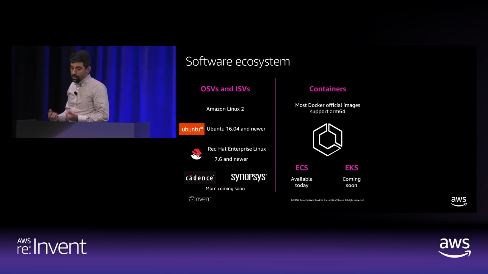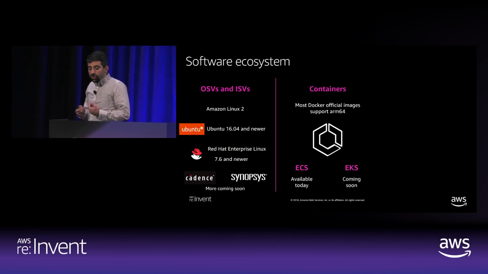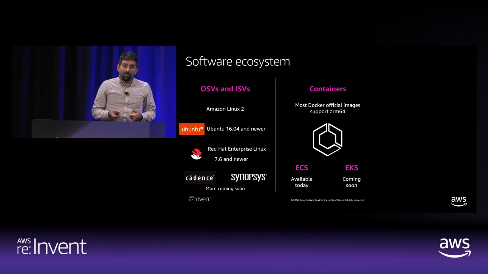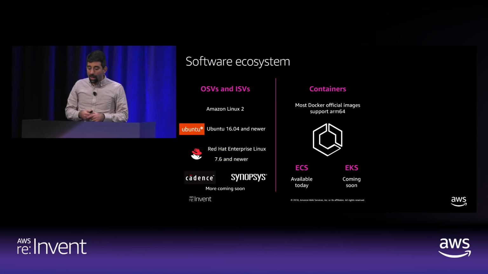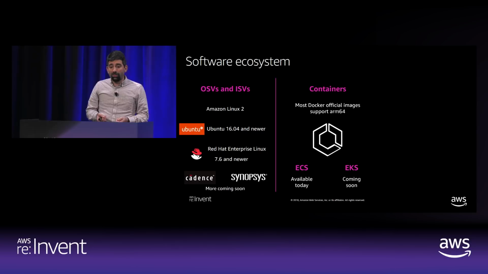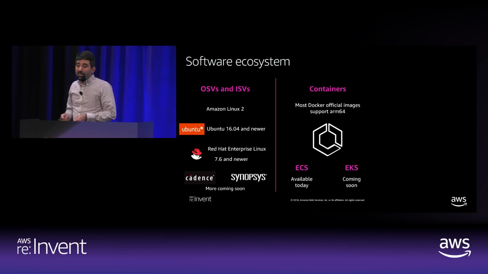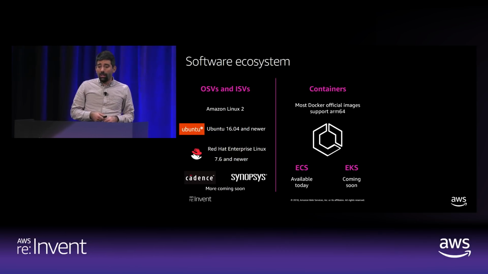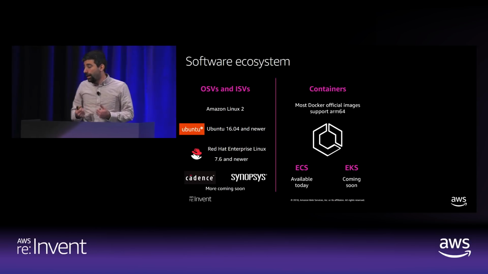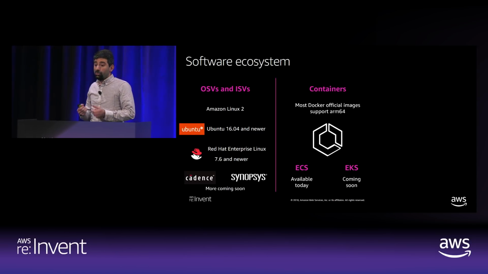Next, I'd like to talk about containers. The majority of Docker official images contain support for ARM64 systems. There's an ECS-optimized AMI that's available today for Amazon Linux 2 that has Docker, ECS, the ECS agent, ECS init, all pre-installed. We added support to the Elastic Container Registry to support ARM containers. And coming soon, EKS, the Elastic Kubernetes Service, will support ARM as well.